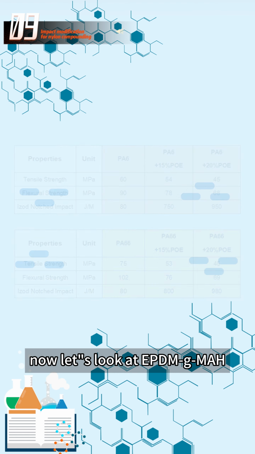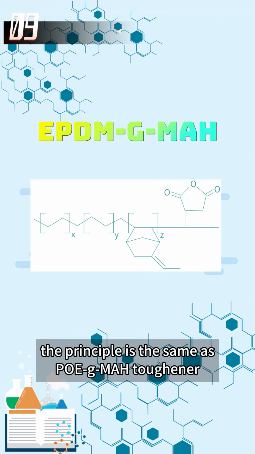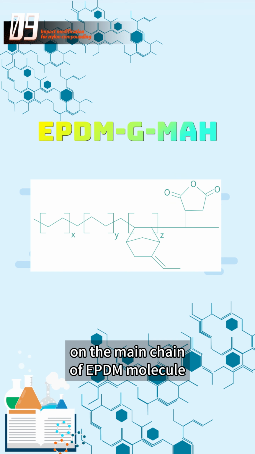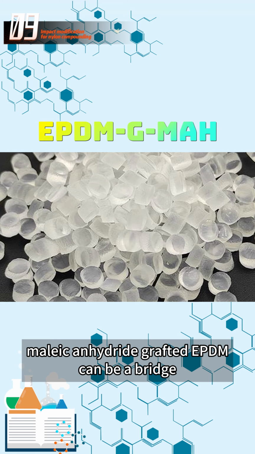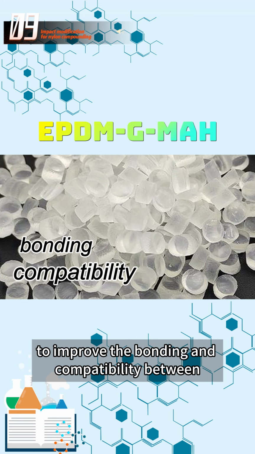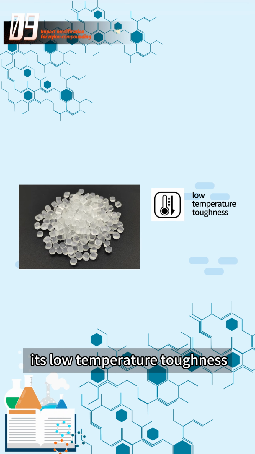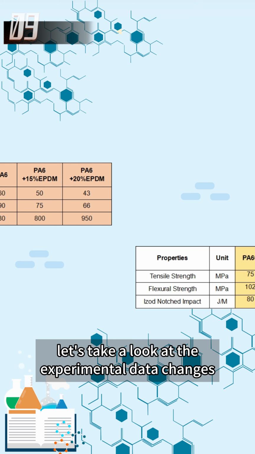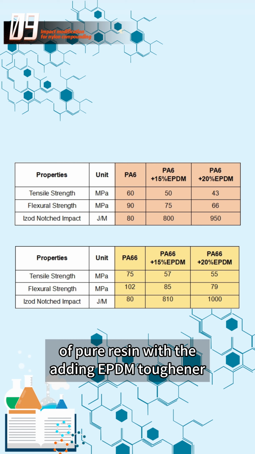Now let's look at EPDM graft MAH. The principle is the same as POE graft MAH toughener because it introduces a strong polar side group on the main chain of EPDM molecule. Therefore, maleic anhydride graft EPDM can be a bridge to improve the bonding and compatibility between polar and non-polar materials. As a nylon toughener, its low temperature toughness and fatigue resistance are very superior. Let's take a look at experimental data changes of pure resin with adding EPDM toughener.